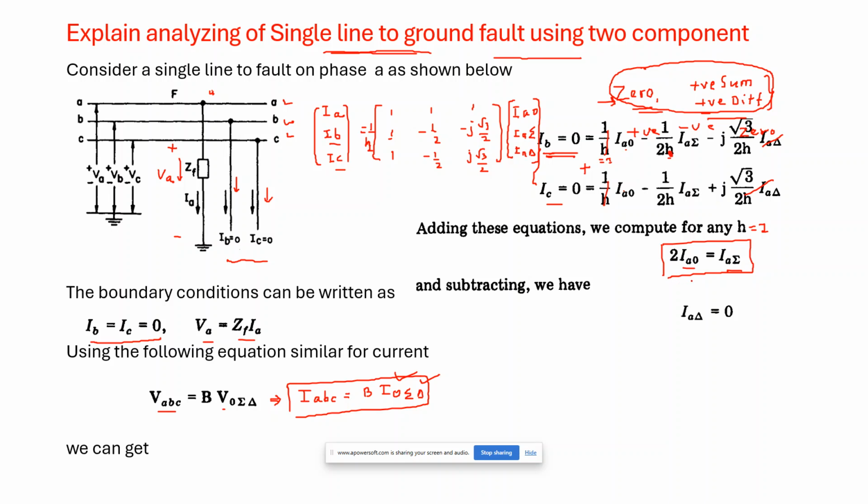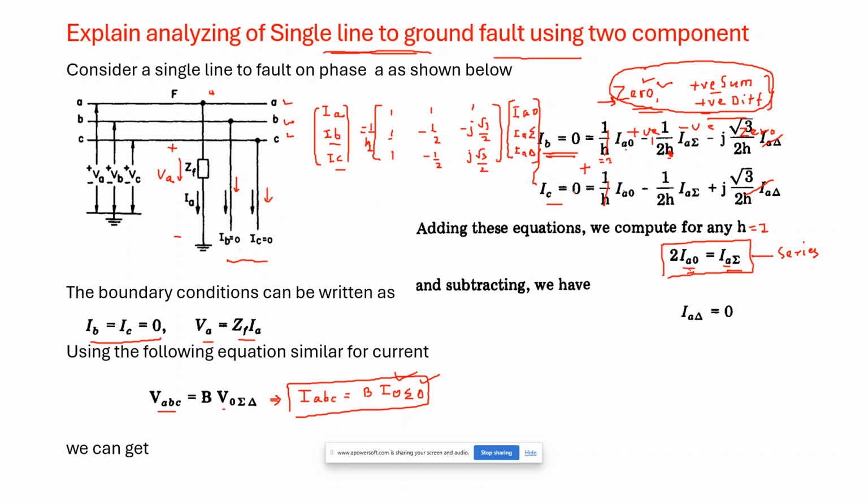Now what this equation says clearly is that we can look at this equation: IA naught means 0, and I summation is the positive sum network, and they are equal. They are equal in the sense that they are connected in series. So one indication here is that the positive sum and zero sequence networks are connected in series.